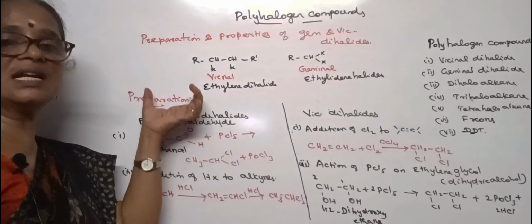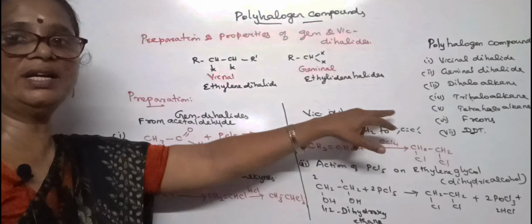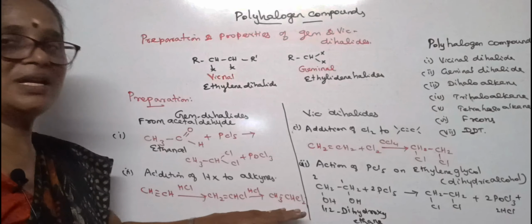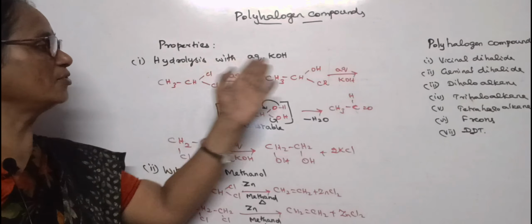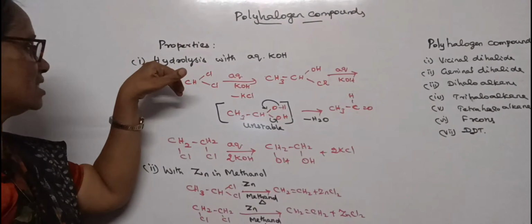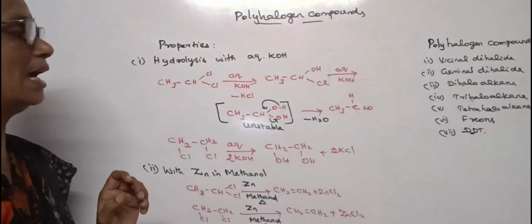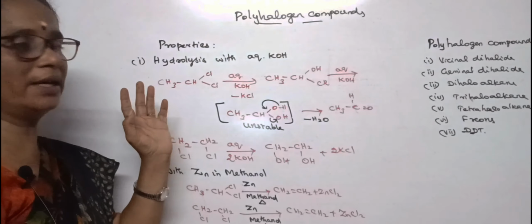In general, vicinal dihalides are obtained by the halogenation of alkene derivatives, but geminal dihalides are the derivatives of alkyne. Now, properties of vicinal and geminal dihalides. First thing, let us take hydrolysis with aqueous KOH. Aqueous KOH is used for substitution reactions.